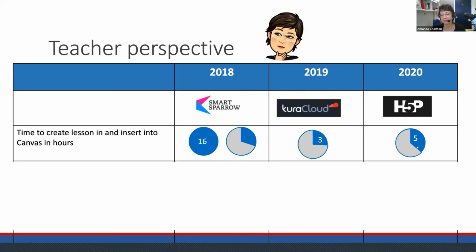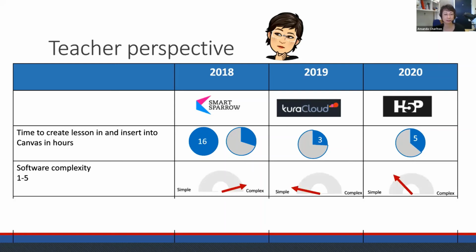And this year, it took me 5 hours to learn the software and make the first program lesson in H5P. And then I made a second lesson using my first lesson as a template. It took me 20 minutes. How hard was it? Smart Sparrow was complex. It was complex software. And in 2019, Kura Cloud, it was simple software. And H5P is on the simple side as well.